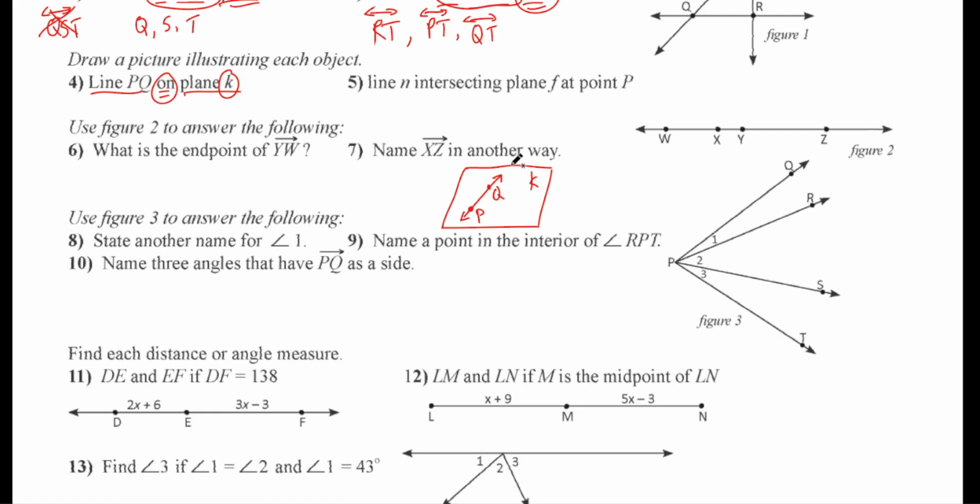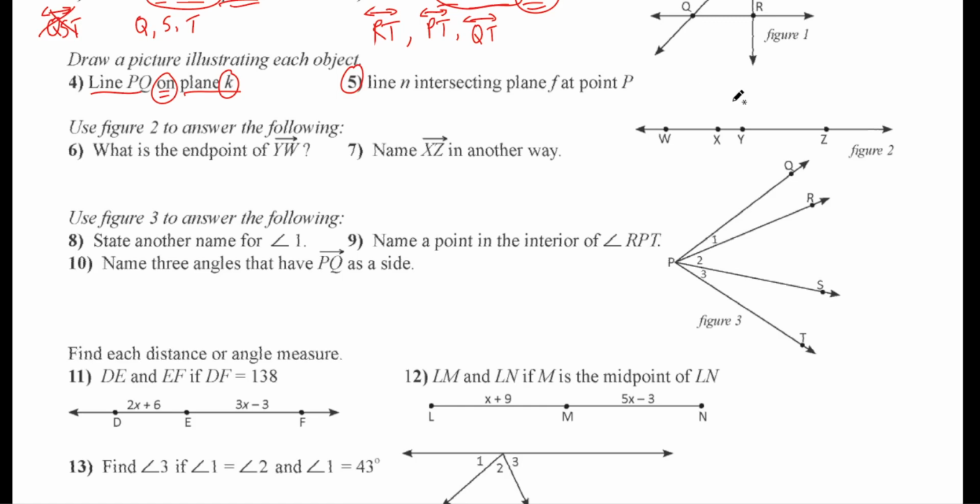Not hard at all. Now this one, number 5, is a little bit more difficult. I'll just jot down number 5. Let's just get rid of this. Okay, so now let's do number 5. It says line n. So we're going to have a line, and we're going to call it lowercase n.